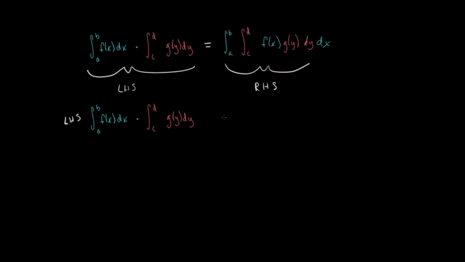Okay, so this is the left-hand side. And what I'm going to do is start evaluating this integral. Assuming that some antiderivative exists for f of x, I'm going to call that antiderivative capital F of x. And I'm also going to evaluate the endpoints, so that would be capital F of b minus capital F of a. And if I were to do it for g, I'd get something very similar: capital G of d minus capital G of c. Okay, I'm going to stop there.